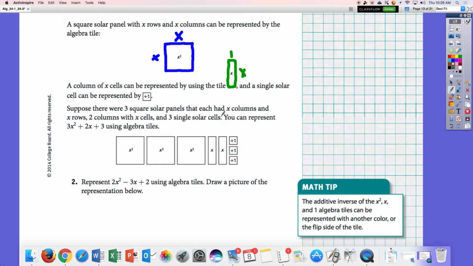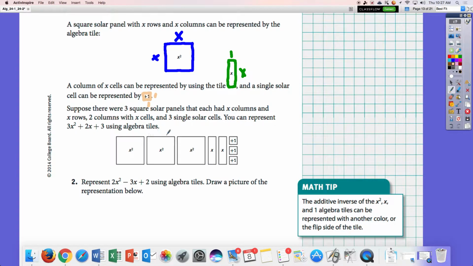And then you have the yellow or cream-colored small squares that represent constant terms, or 1 by 1. So the short side on these algebra tiles represents a 1, and the long side represents an x. So we have the large blue square is x squared, the skinny rectangle is x, and the small square is a 1.